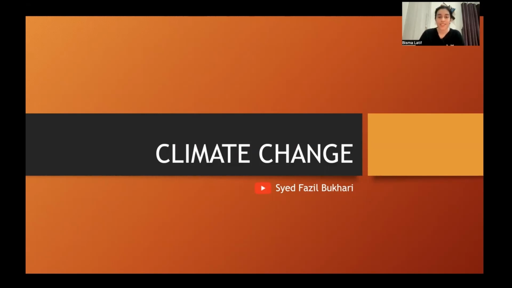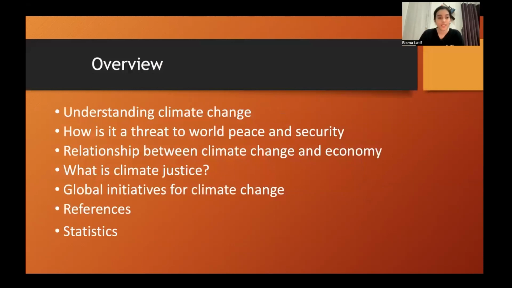The term is widely discussed internationally and so is equally important for CSS essay and current affairs. These are the headers that I'll be discussing today. Understanding climate change. How is it a threat to world peace and security? Relationship between climate change and economy. What is climate justice? And the global initiatives that are taken for climate change.